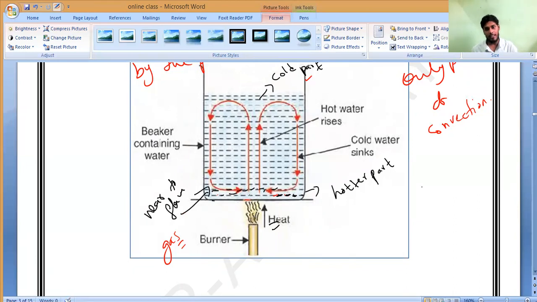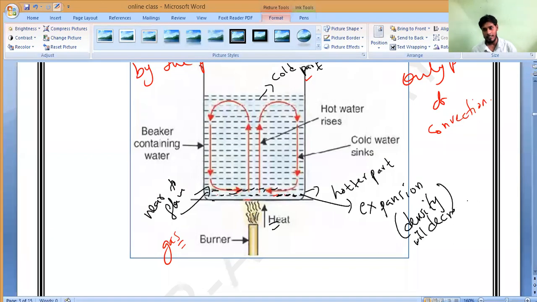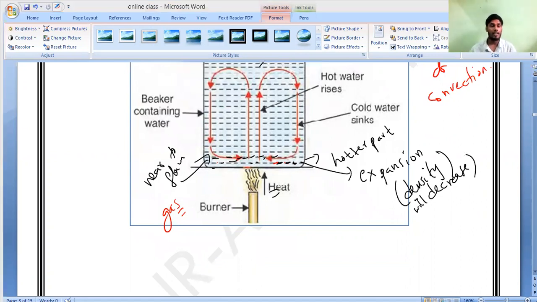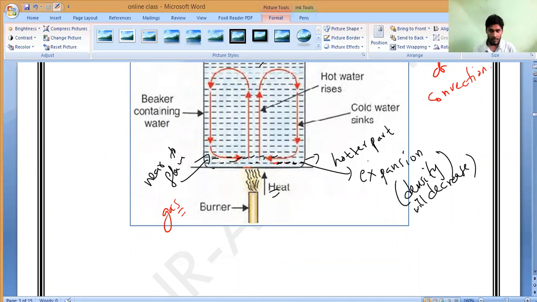If they gain the heat energy, what will happen? Expansion will take place. Does the density increase or decrease? The density will decrease, and the particles start moving apart. They get heated, start to expand, and become lighter. So the bottom particles, just above the gas flame, start expanding, and they become lighter.